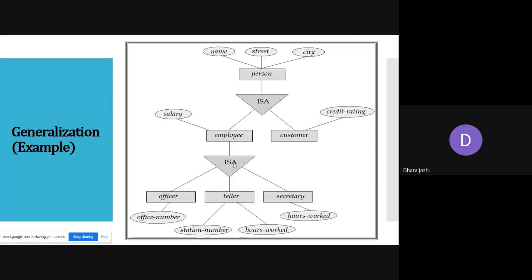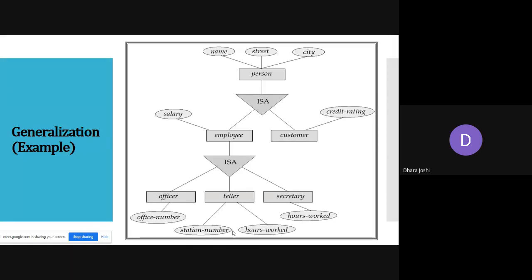And employee can be further divided, like it can be officer, tailor, or secretary. Every employee has one common attribute called salary. But officer has its own characteristic like office number. If it is a tailor, then station number and work hour duration. And if it is secretary, then hours worked. So these are all their own characteristics.